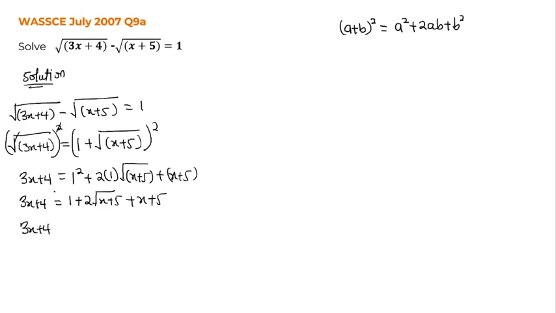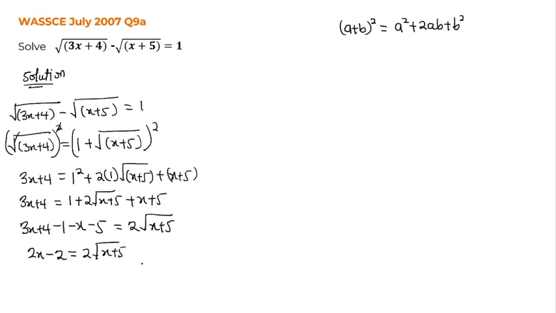So I have here 3s plus 4. I send this 1 to the other side, it becomes minus 1. I send the s to the other side, it becomes minus s. Send the 5 to the other side, it becomes minus 5. This is equal to 2 root s plus 5, the only term that is left on our right hand side. So I have here 3s minus s, that will give me 2s. I have here 4 minus 1, that will give me 3, minus 5, that will give me minus 2. So I have here 2s minus 2 is equal to 2 outside bracket root s plus 5.